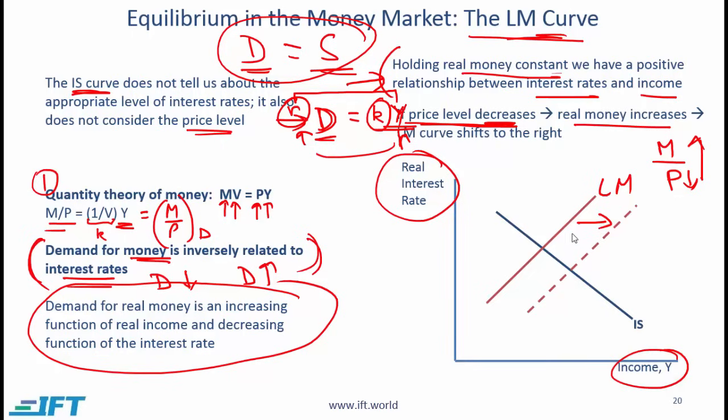The reason for this right shift is quite obvious. When the price level goes down, then at any level of interest rate, our real income is higher. Things are cheaper, so in a sense, our real income, our real buying power is higher. So that's why we say that the LM curve shifts to the right. Now we are going to look at how this model can be used to come up with the aggregate demand curve.